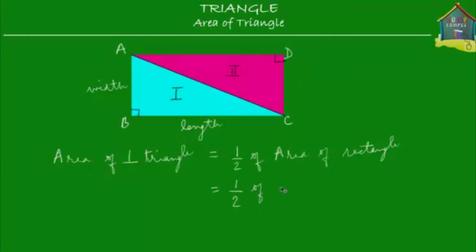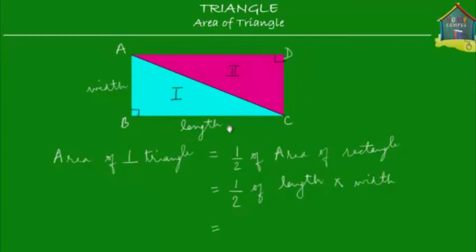What is that? Well, it's half of length, this length BC, times the width, which is AB. Length times width is the area of the rectangle, and half of length times width is the area of triangle ABC. Now, when we talk about triangles, we don't talk about length and width. We talk about two other things called base and height, which we learned in a previous lesson.